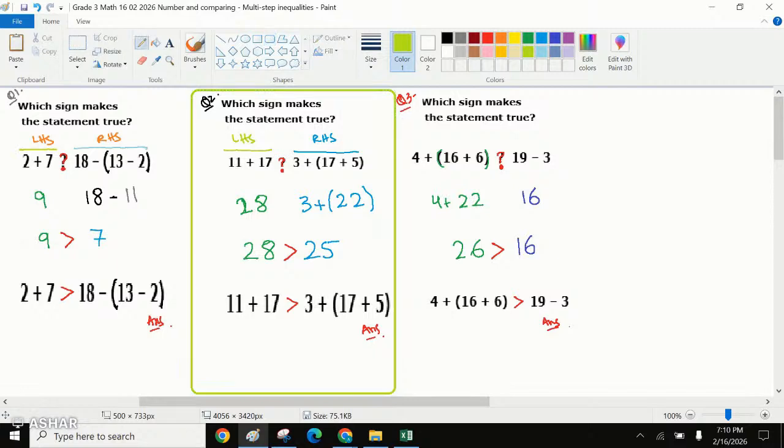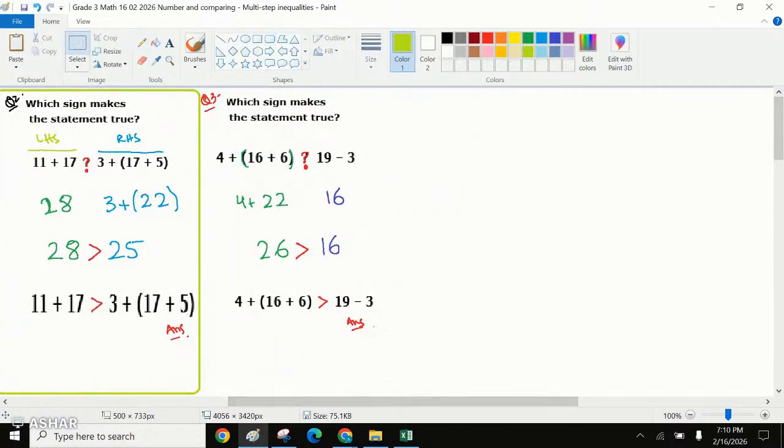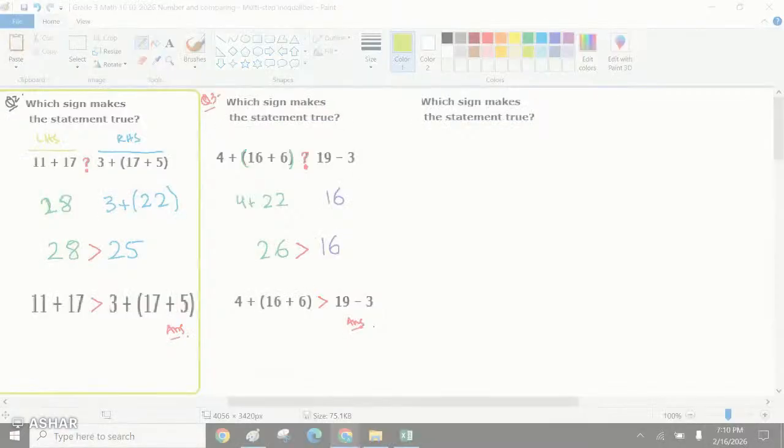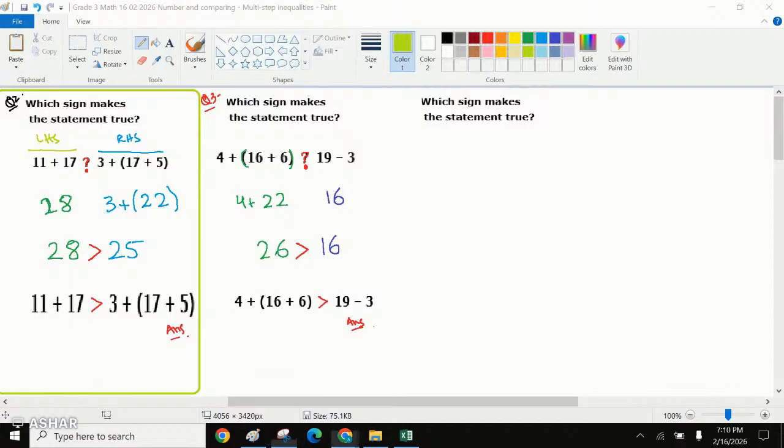Question number 4. In question number 4, they're asking us which sign makes the statement true such that the given statement is, okay, we know the property of addition. If three numbers are being added together, it does not make any difference in which order they are added, right? If these were the three numbers that have to be added together, in question number 4, we need to replace the question mark with the correct sign, right?